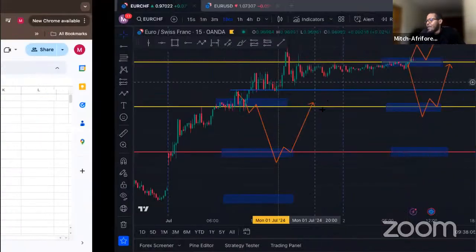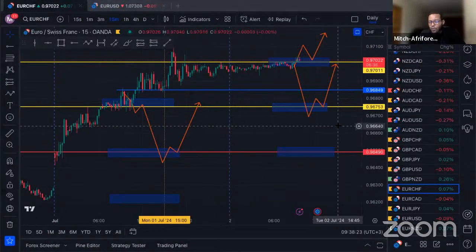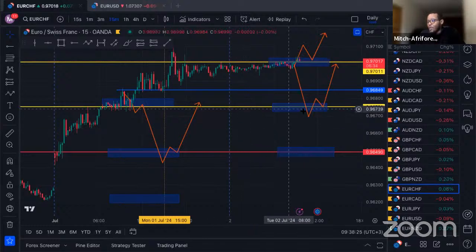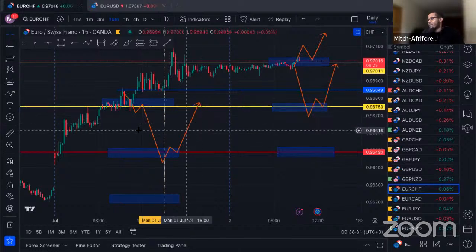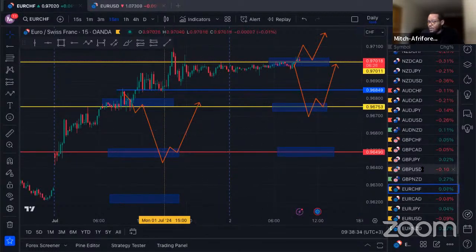So even though we mentioned the times 10, 3, and 4:30, if by 12 o'clock price is within a nice area, you might find some nice trading opportunities in them as well. So do take note of that on the euro against the Swiss franc.